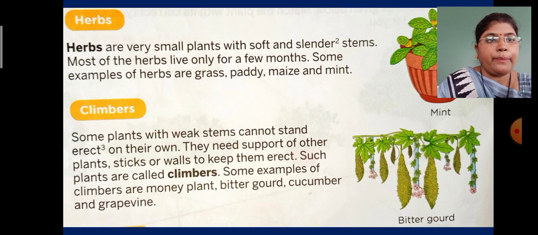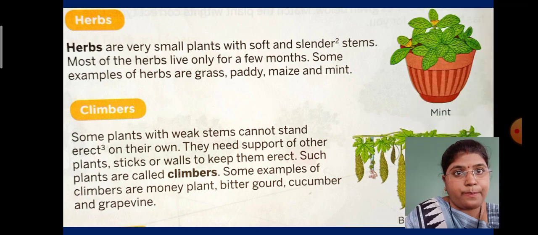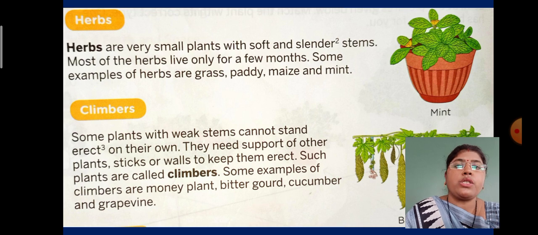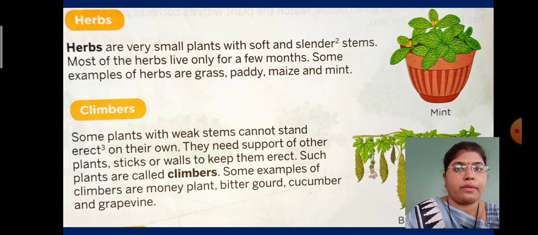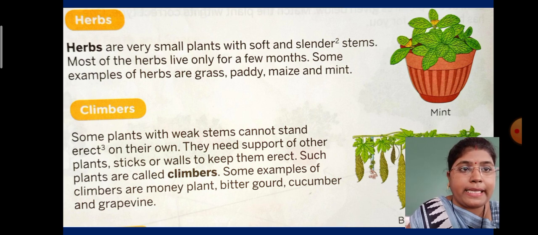Now the next type of plant is herbs. Herbs are very small plants with soft and slender stems. Herbs are smaller than the shrubs. Slender means thin. Most of the herbs live only for a few months. Some examples of herbs are grass, paddy, maize and mint.